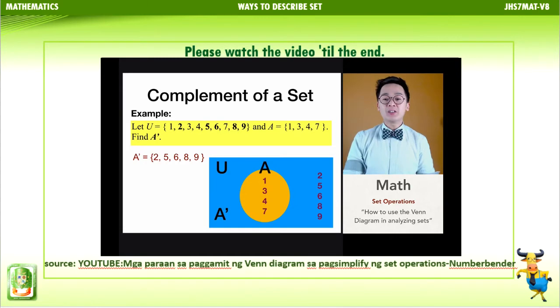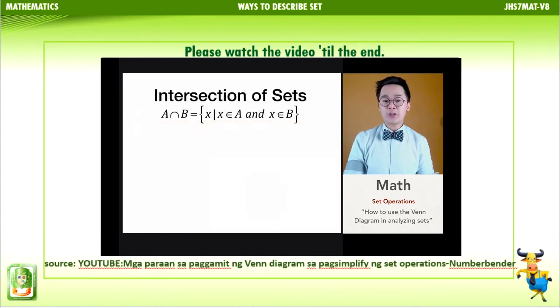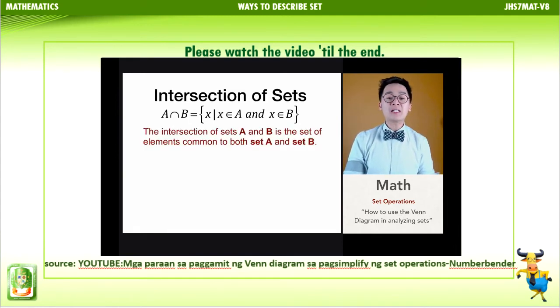So, meron tayong tinatawag din na intersection of sets or yung ating AND operation na kung saan yung A intersection B ay composed of two subsets which is A and B na kung saan yung X ay any element ng set A at yung X din ay distinct element din ng set B. So ito yung tinatawag nating intersection or minsan tinatawag din nating AND operation.